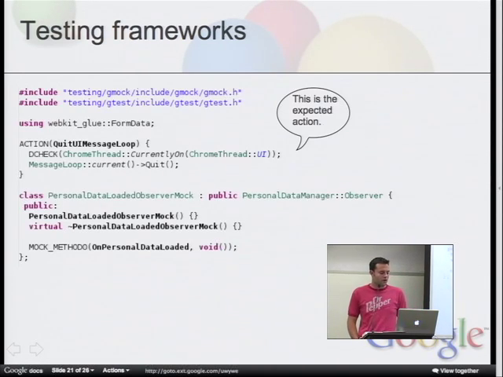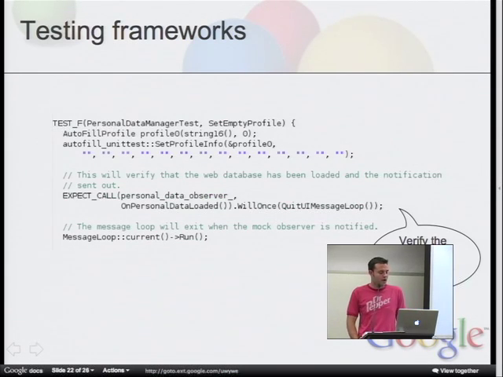in this one, we'll start a personal data loaded observer mock. So this is an observer in a messaging sense. And what we have here is we're going to mock out a method on personal data loaded, which will be called by some method or by some class. And the action that we expect to take is quit UI message loop. We have some assertions inside the action and whatever action we need to take. So we're going to quit the current message loop in this action.